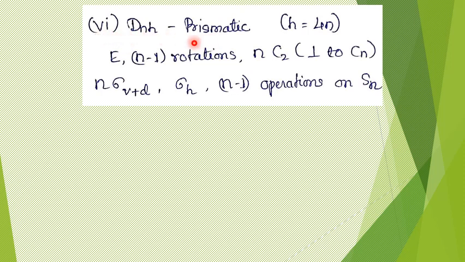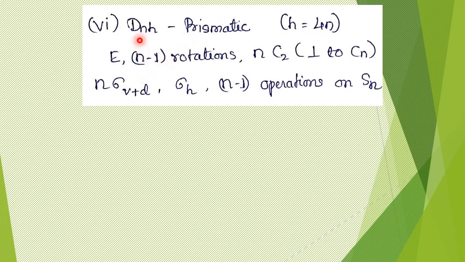So Dnh is said to be a prismatic point group, and in this case the order of the group, the total number of operations, will definitely be large: 4n. Even if we have just n equal to 2, it will be 8 operations. So h is equal to 4n in this case. Therefore identifying each and every operation becomes a little tedious. But it's not necessary to identify the point group. It's not necessary that we identify all the possible operations in the molecule. If we identify some very essential operations, the other symmetry operations will be implied. So let us see what they are.